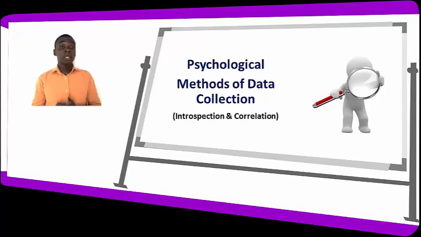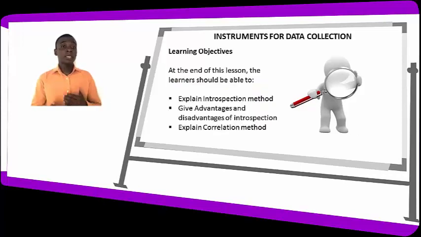Our learning objective is, at the end of the lesson, the learner should be able to explain introspection method and give advantages and disadvantages of introspection method. You should also be able to explain correlation method.